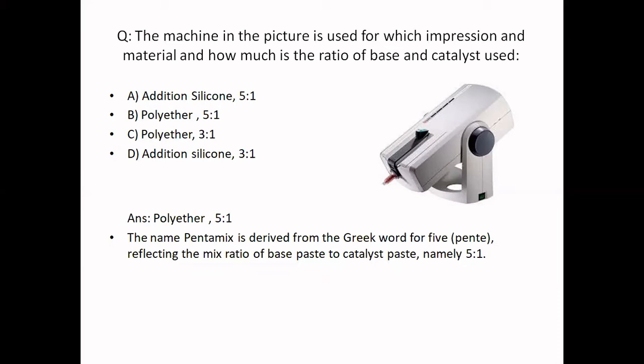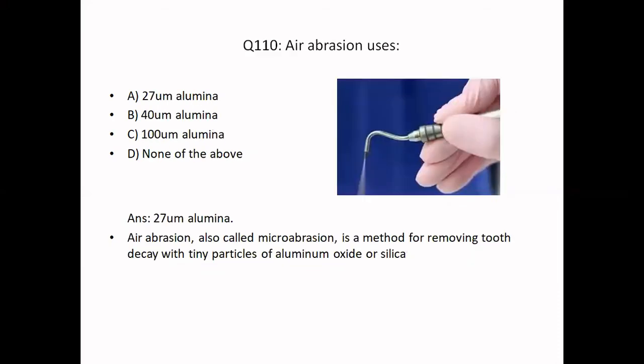Now, in this machine, you require a ratio of 5:1. It's in the name, that is penta, that is 5. In the Greek word, it means 5, reflecting the mix ratio of base to catalyst paste of about 5:1.